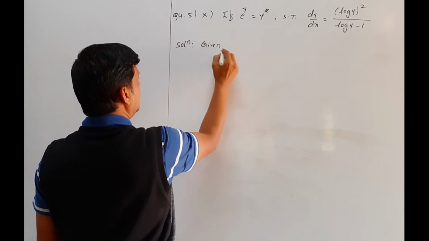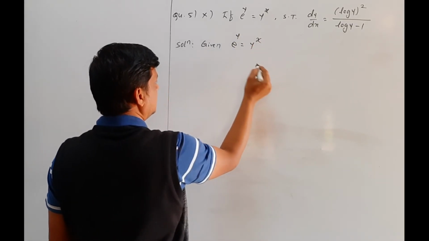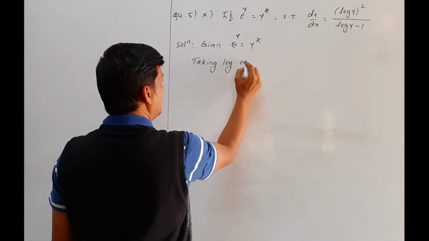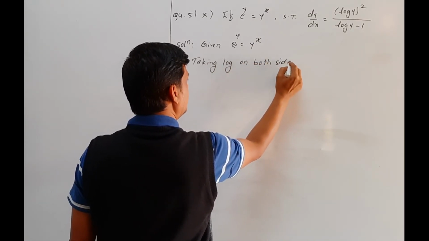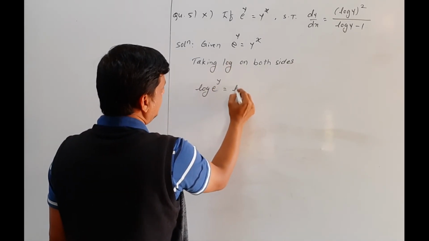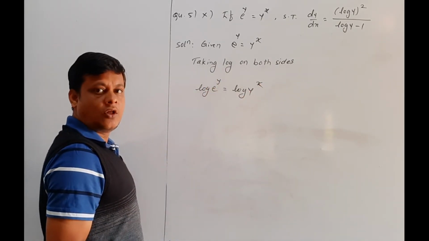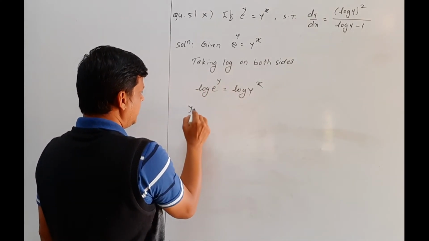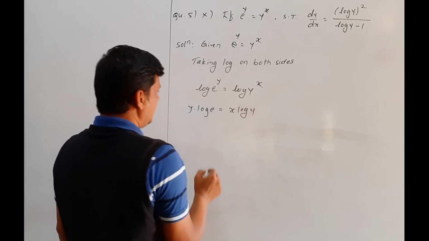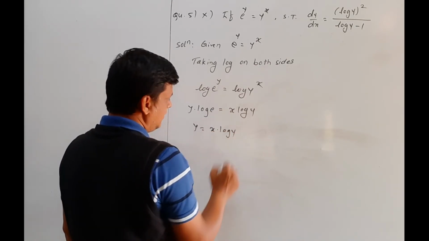So write here given e raised to the power y is equal to y raised to the power x. So we write here taking log on both sides. Log of e raised to the power y is equal to log of y raised to the power x. So we use here the law of exponents. So write power in multiplication. y into log e is equal to x into log y. Now log e is 1. So we write y is equal to x into log y.